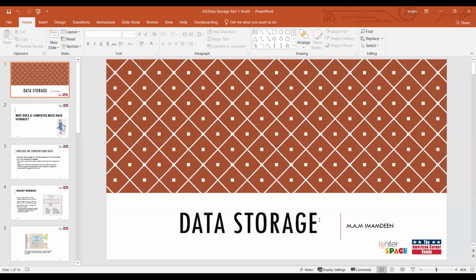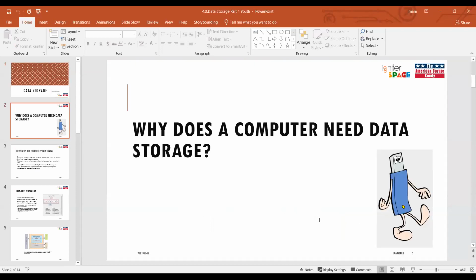Students, if you take a computer, a machine, it needs a storage. Okay? So for memory we need them, right? So why does a computer need data storage? Because the computer has data storage only, I have saved this presentation for you. So like this, I have saved this presentation, right?